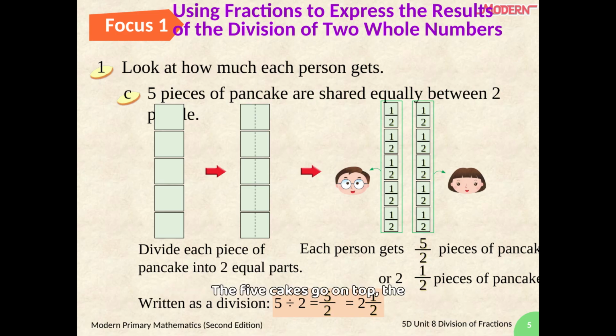The 5 cakes go on top. The 2 people go on the bottom. You are slicing and dicing these problems with surgical precision. The finish line is in sight. Sprint to the end. Let's go.